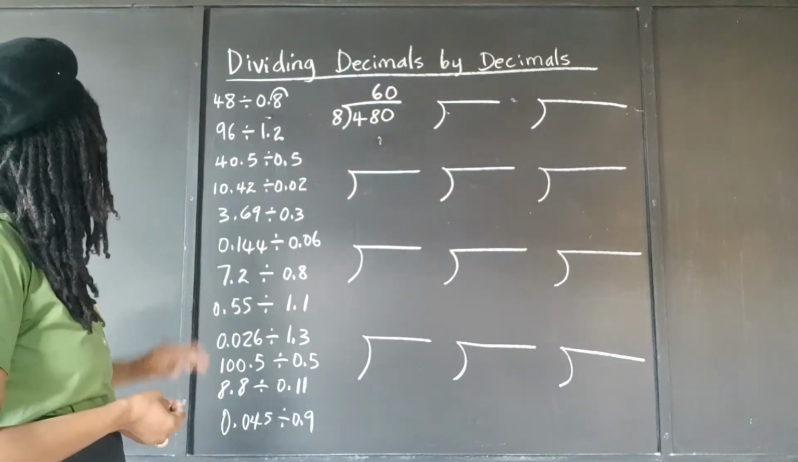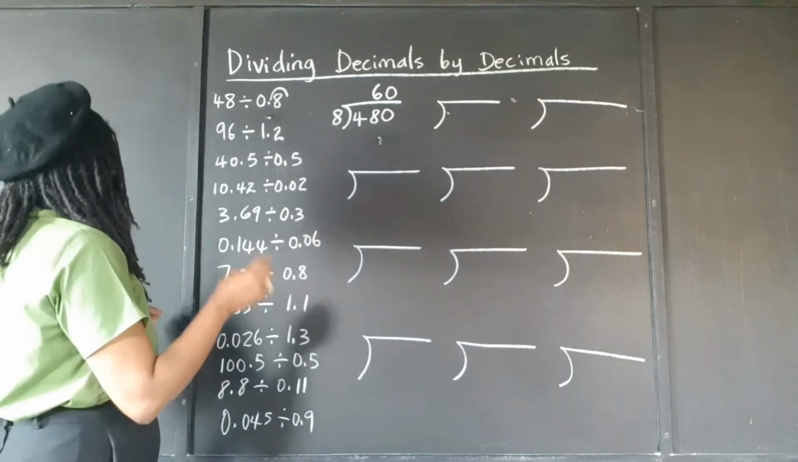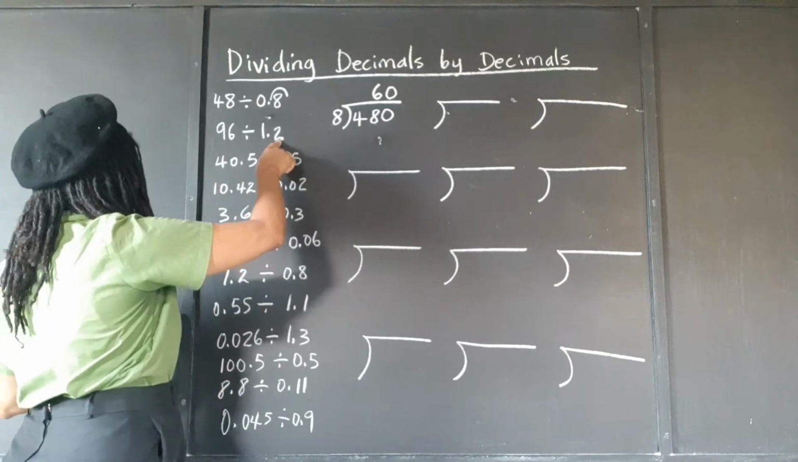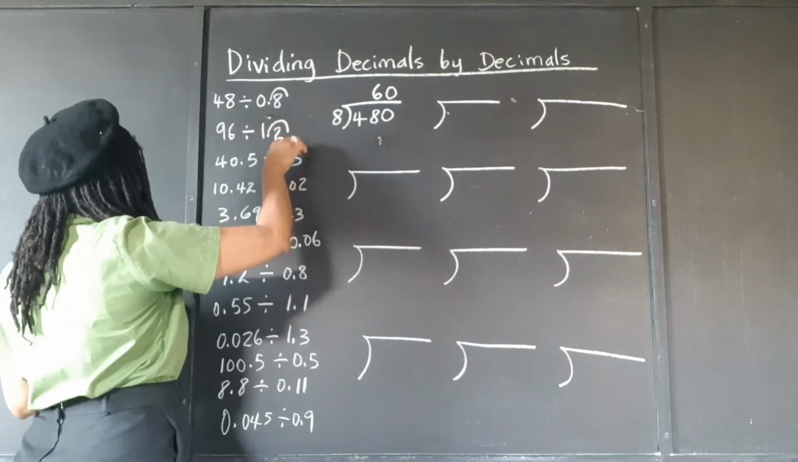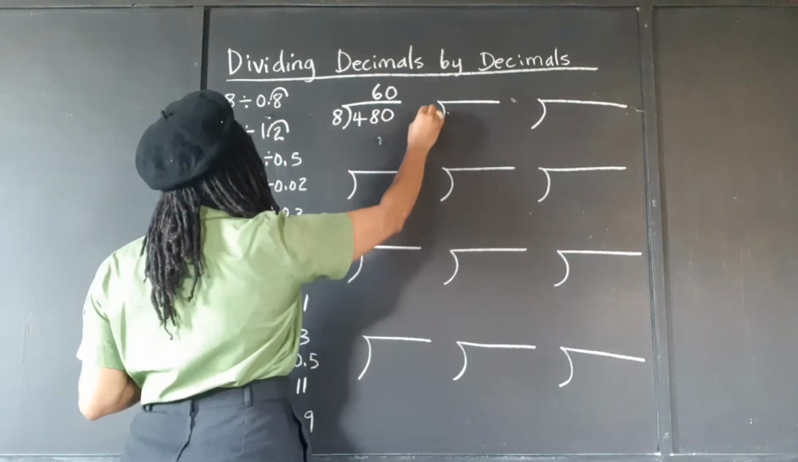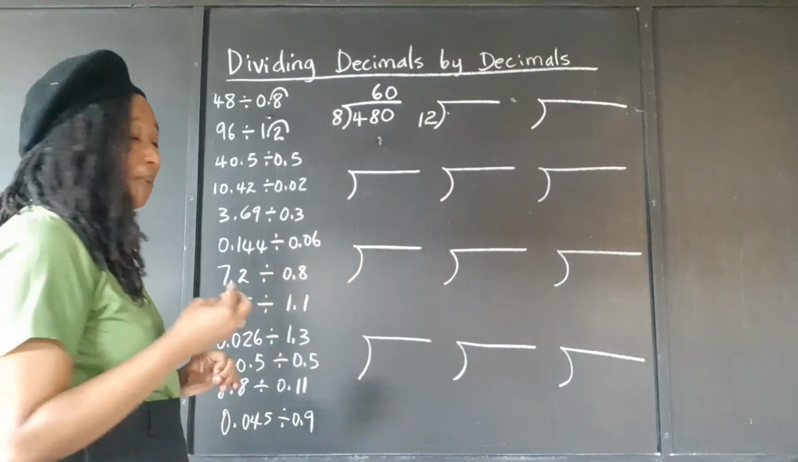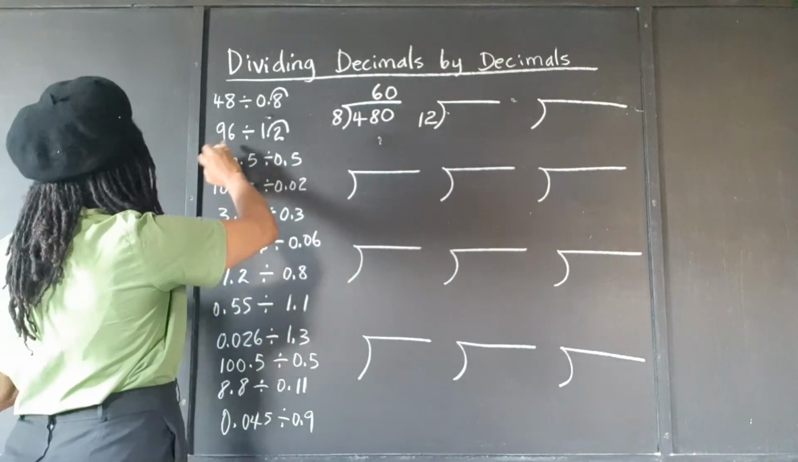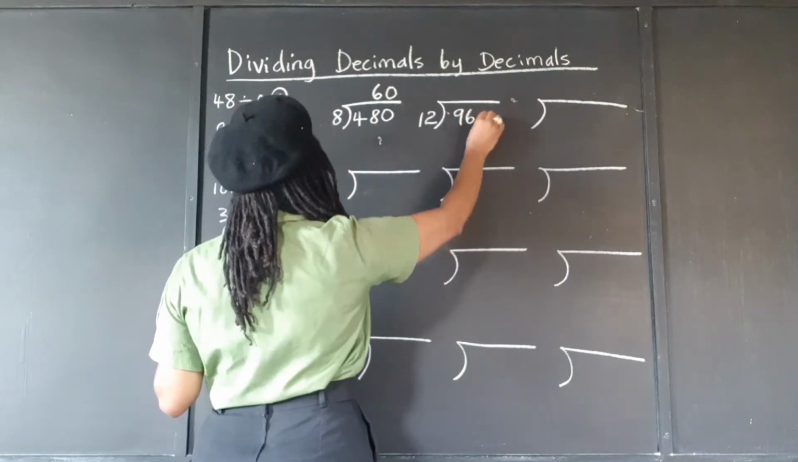Alright, so now we have 96 divided by 1.2. In the divisor, we have one decimal place, so we're going to multiply by 10. To bring it to the end of the number, it's going to become 12. We have to do the same thing to the dividend to balance things off. Multiplying 96 by 10 means we add 0 to the end of it.